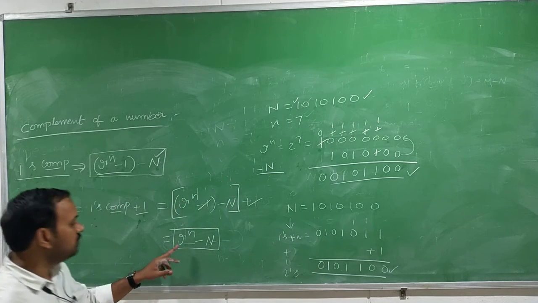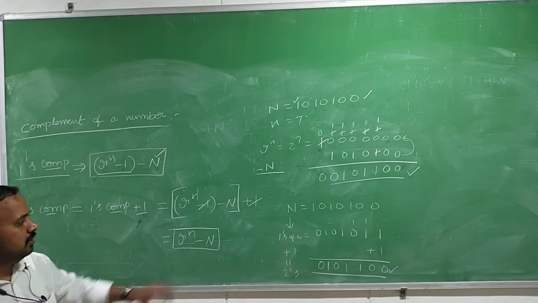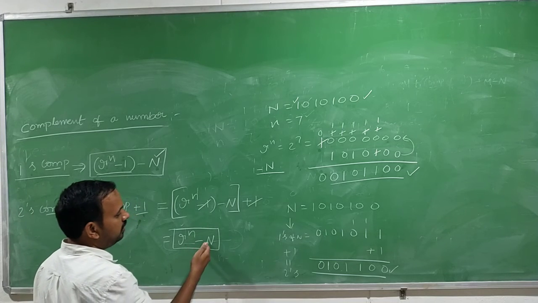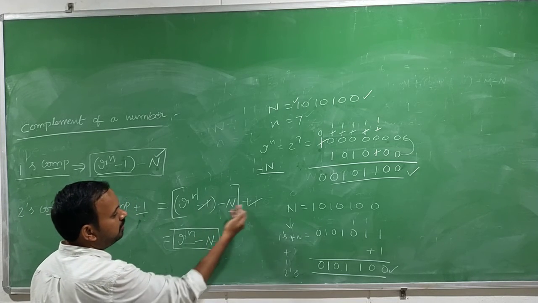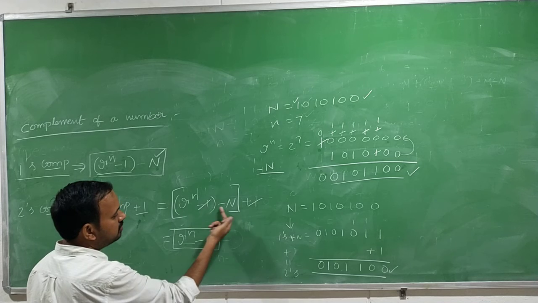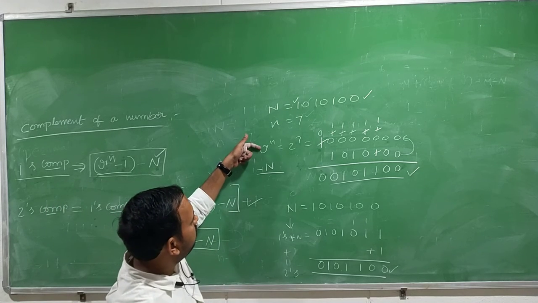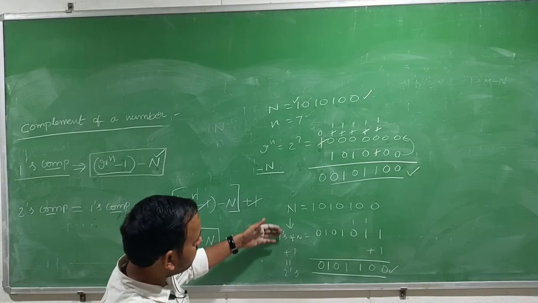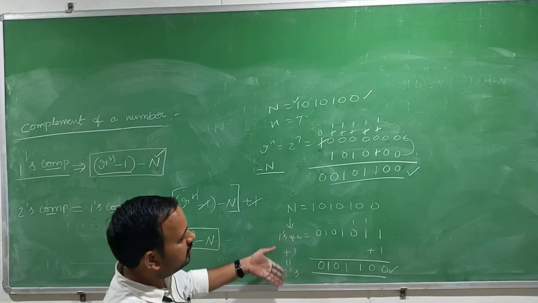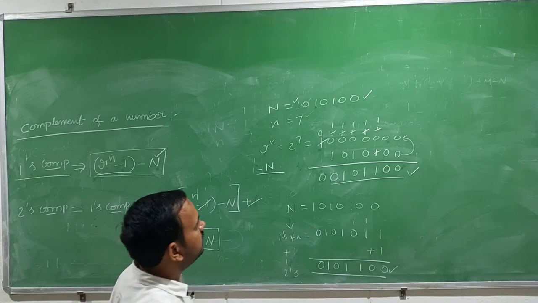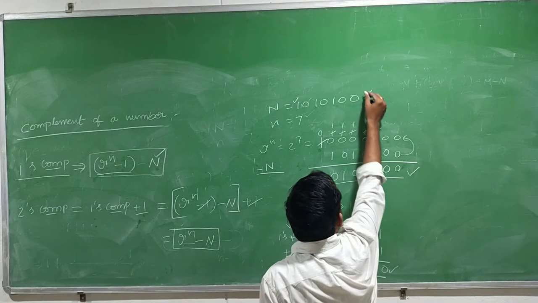Or if you perform as per the formula r power n minus the number, actually this formula is got from here only, right? 1's complement plus 1, so the 1 cancelled, and you got the 2 power n minus the number. This is done. So this is r power n minus the number, and this is 1's complement plus 1. So both the methods are the same.